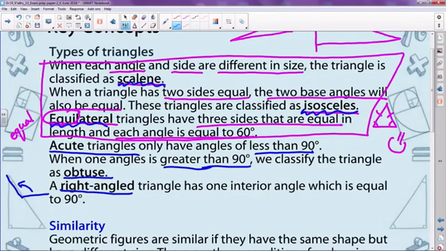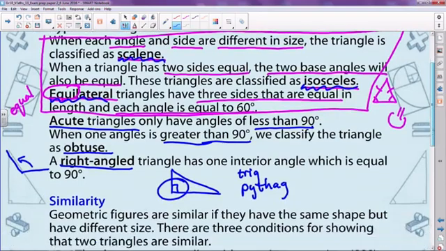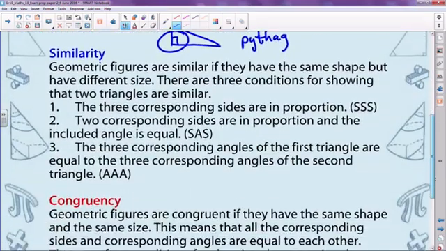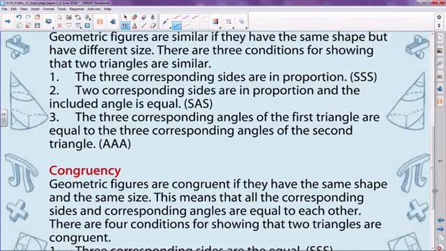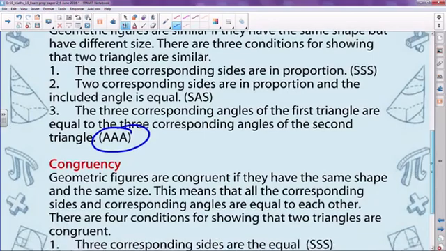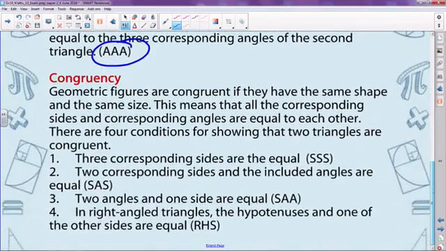And a right-angled triangle is wonderful because it means we can use trigonometry and Pythagoras, so trig and Pythag. A right-angled triangle is one that has a right angle in it. Okay, then we've got similarity and congruency. Now similarity, I prefer just to think of as three angles are the same size. It's just easier to prove, but you need congruency for most of what you do.